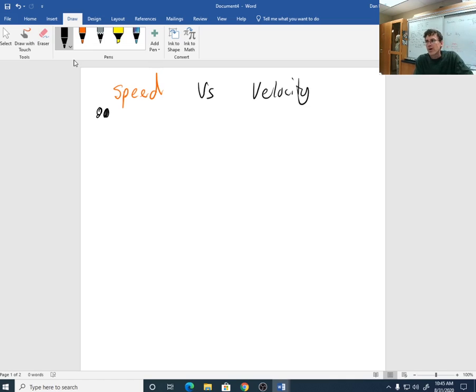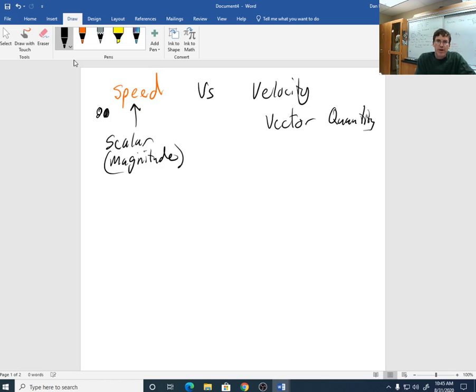Okay. So speed versus velocity. Are they the same? No. Speed is a scalar quantity, and scalar quantities only have magnitude. Velocity is a vector quantity, having both magnitude and direction.